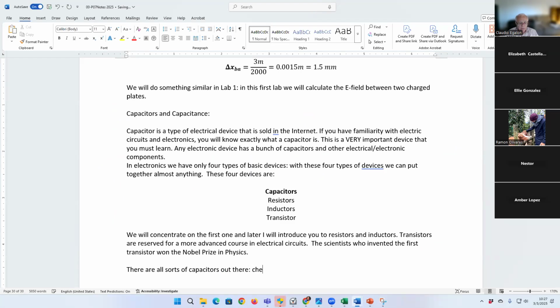Check Wikipedia, for instance. Check Wikipedia or your favorite electronics store. There is one in Torrance. I hope that they are still open. Torrance Electronics. There is another one that I used to go to. What's the name of that place? I'll remember. Check Wikipedia and your favorite electronics store.